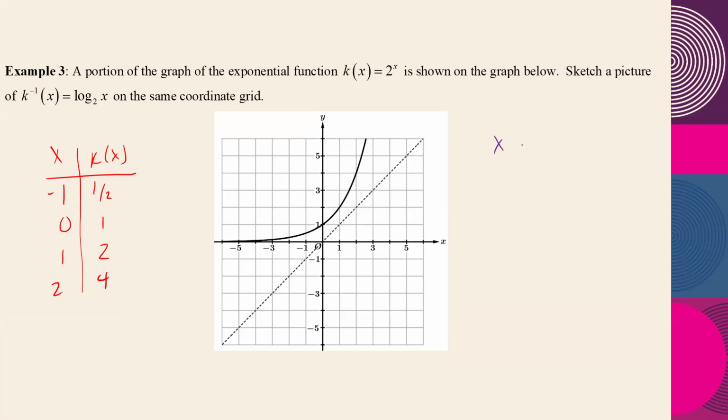Okay. Now we're going to make the table for our inverse. Our table for our inverse literally means I'm doing what with these points? I'm switching them. I'm reversing. So now we're at 1/2, negative 1. We're at 1, 0. We're at 2, 1. And we're going to be at 4, 2.